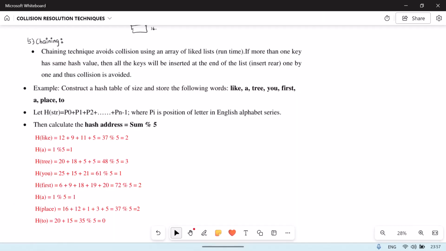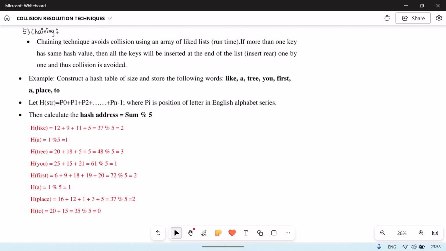Now we have the fifth and the last collision resolution technique, called chaining. The chaining technique avoids collision using an array of linked lists. If more than one key has the same hash value, then all the keys will be inserted at the end of the list, one after the other, and thus the collision is avoided. We make use of a linked list, so a node will be present. In the node, you place one value, and if another key has the same hash value, you make it a continuation of it. We will look at one example and try to do the chaining part.